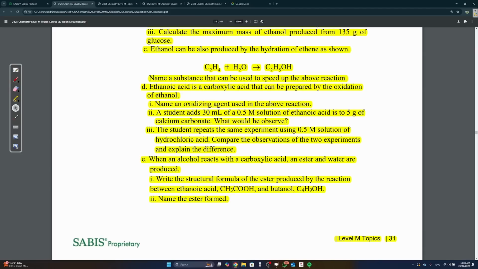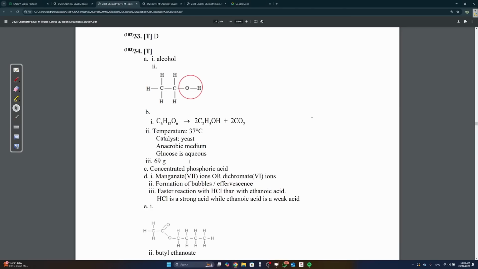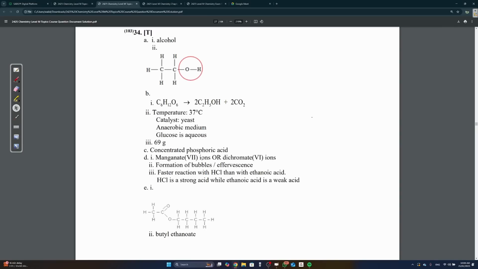Okay. A student adds 30 milliliters of ethanoic acid, so an acid, to calcium carbonate. What happens when you add acid plus metal carbonate? Obviously, effervescence, right? Why? Because carbon dioxide is being released. Acid plus metal carbonate gets you carbon dioxide gas. So formation of bubbles, effervescence.